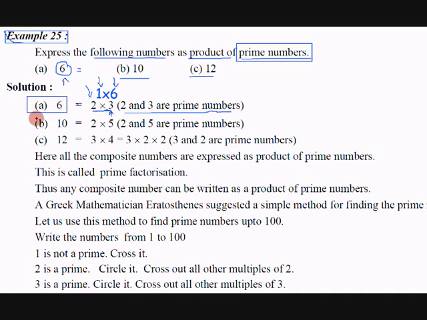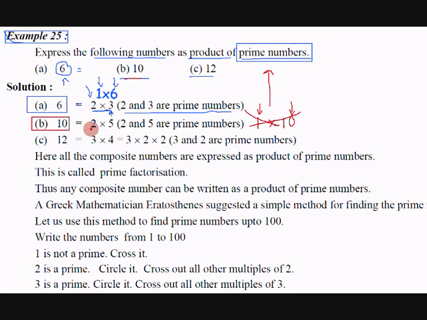Now let us take the other question, B, 10. What are the ways we can find this? 1 into 10 is one choice, but in this case, neither 1 nor 10 is a prime number. Since both are not prime numbers, we cannot have this as the solution, right? So, what is the other choice?